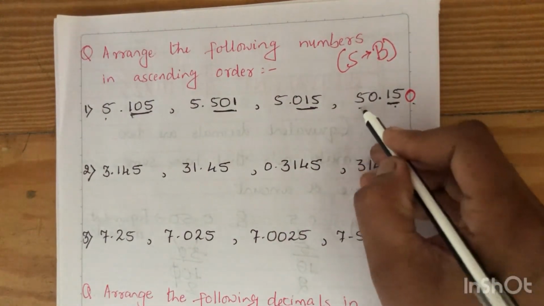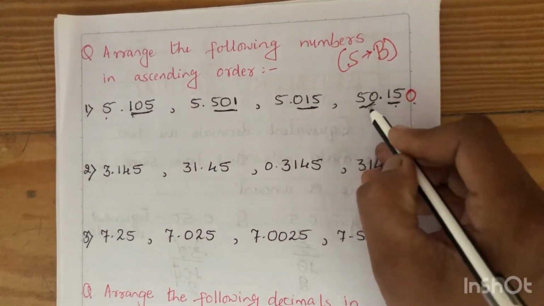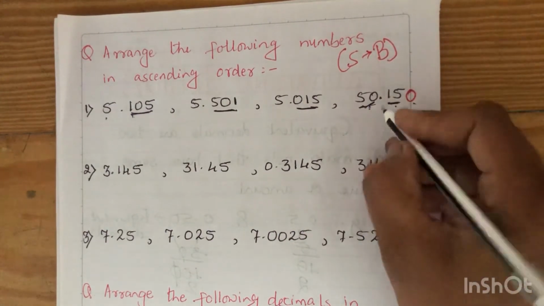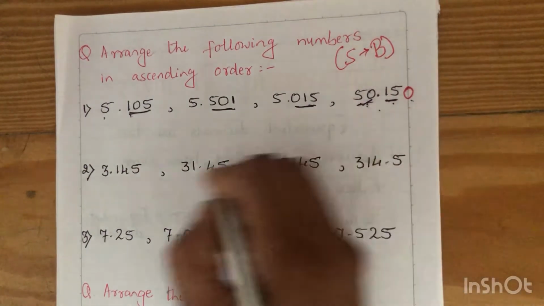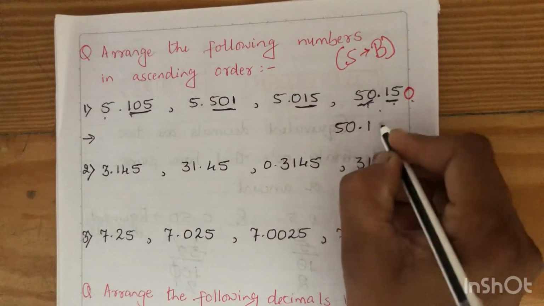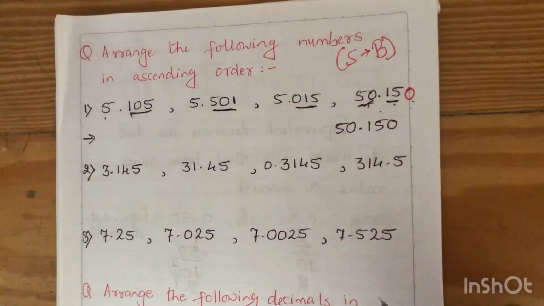This is 50, right? So which is greater? 50 is the greatest one. So biggest should be on this side. So this will be the last number. So here I can write 50.150. That is the last number.